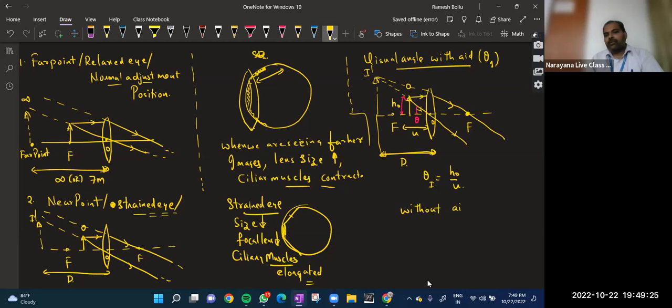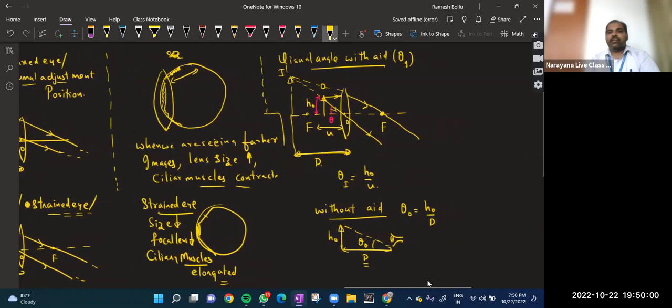Without aid, tell me. Without aid, I mean, with your direct naked eye, when you are seeing the object, it should be at the least distance of distinct vision. Correct or not? So, what is the visual angle here? Theta O. What is the theta O value? Height of the object by least distance of distinct vision. To see the image, visual angle means compulsory that object must be placed at capital D.